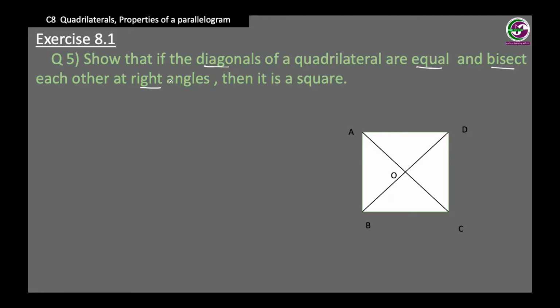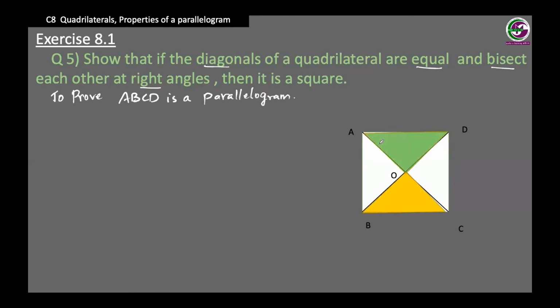First, we have to show that ABCD is a parallelogram. To show this is a parallelogram, let us take the triangle AOD and BOC. Why we take these triangles? Because we have to show that one pair of opposite sides are equal and parallel. Then this quadrilateral will become a parallelogram. So that's what we have to prove now.